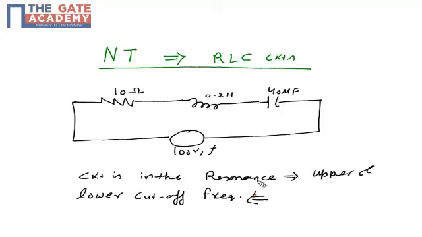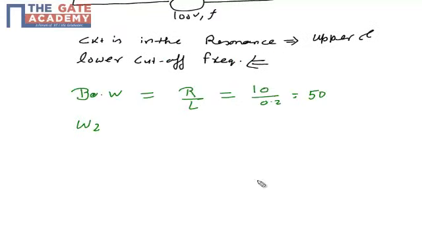So we know that the bandwidth of an RLC circuit is defined as R by L, which is equal to, R is 10 here and L is 0.2, which is equal to 50. And we also know that bandwidth is nothing but omega 2 minus omega 1, which is 50, where omega 2 is the upper cutoff frequency and omega 1 is the lower cutoff. We need to find out the value of omega 2 and omega 1 separately.